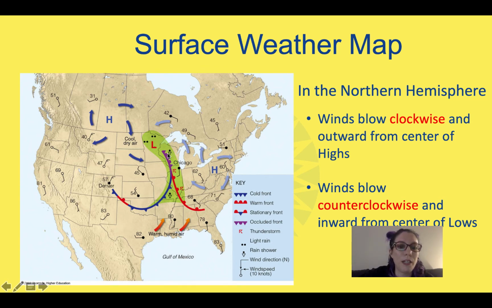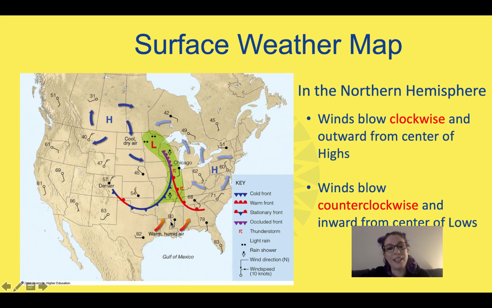So you can see right here we have an occluded front. Right here is where our cold front is. Over here is a stationary front. And then right here is going to be a warm front. You can also see on this weather map that we have some warm, humid air coming up from the Gulf of Mexico. That happens quite often.